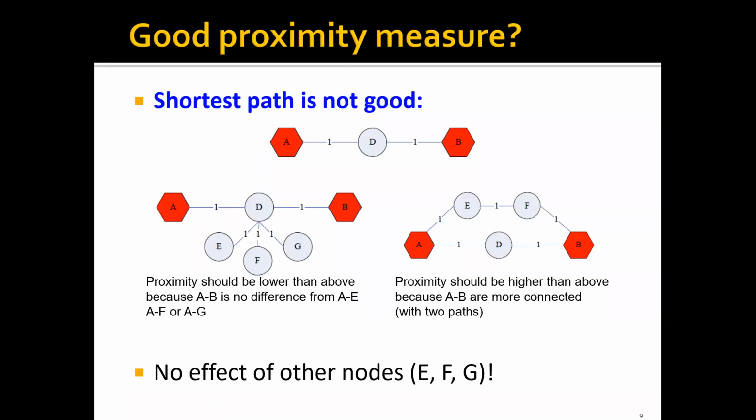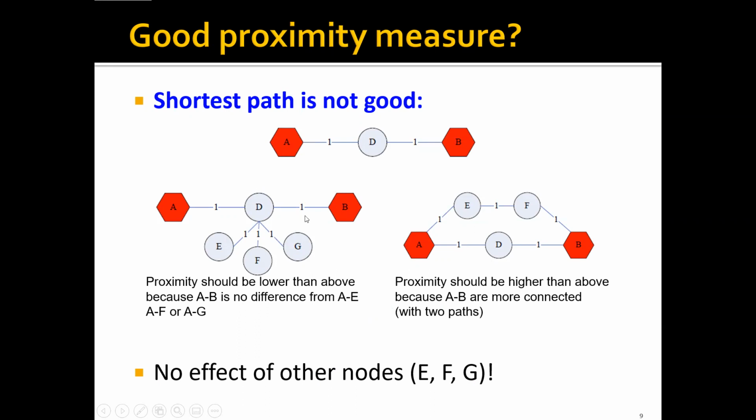So what would be a good proximity measure? One idea is that we can use the shortest path between two nodes. But this is actually not a very good idea. Let me tell you why. Let's say that we have these three graphs, graph 1, 2, 3, and we want to measure the proximity between node A and B in these graphs.